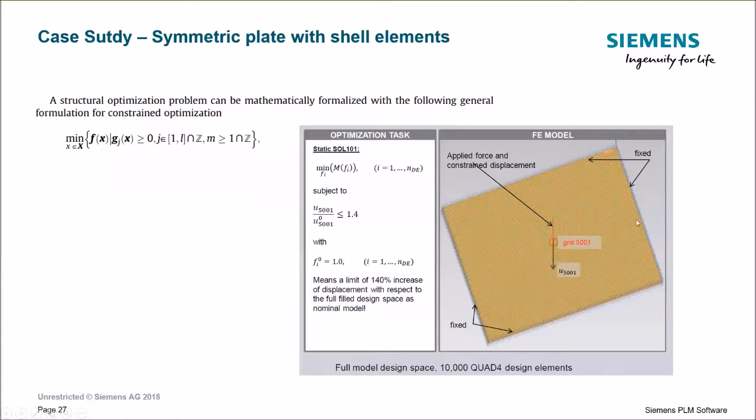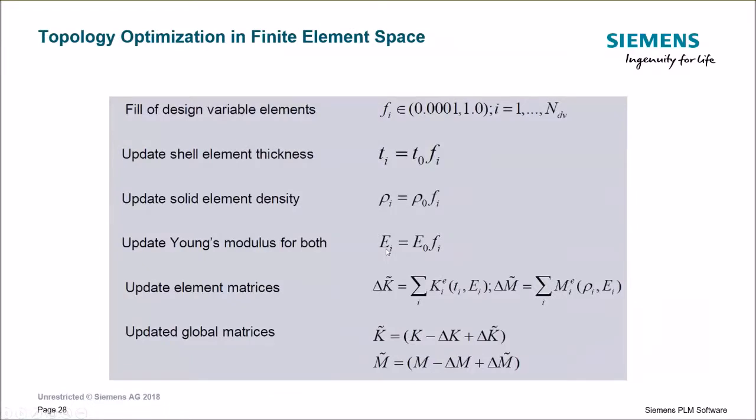So in this case, we have this two-dimensional plate. It's subdivided into 10,000 quad elements. Each of these elements is going to be considered a design variable. And we're going to minimize the mass of this vector of design variables subjected to a maximum displacement of one of the nodes here in the middle. The maximum displacement has to be 1.4, or 140% of the original.